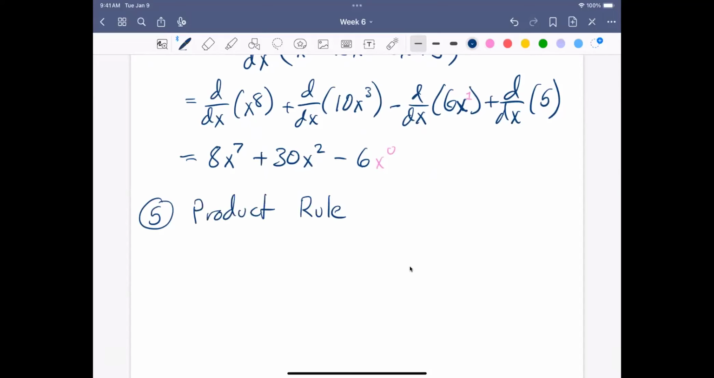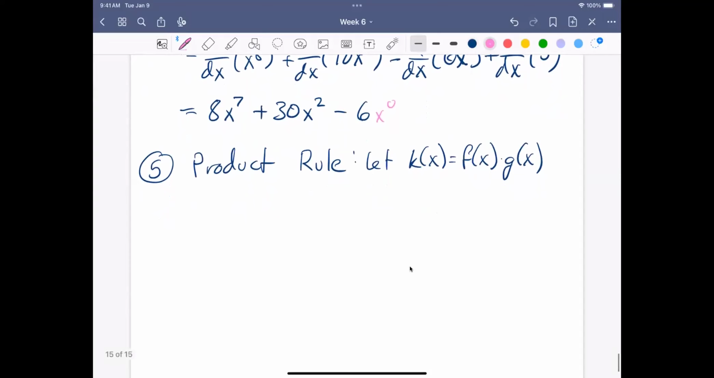So we did addition, we did subtraction. Now let's do products. Suppose I have some k of x, which is f of x times g of x, right? The first thing I want us to think about is, if I have two functions multiplied together, f times g, and take the derivative, is this just going to be like the sums, where I take the derivative of each part separately and multiply them together?